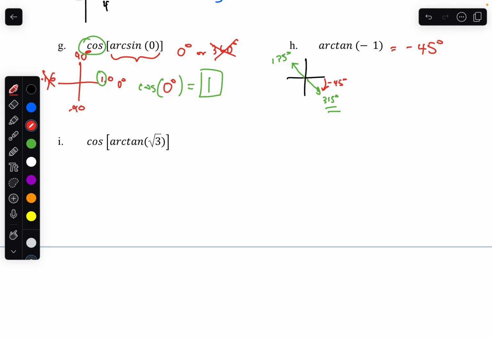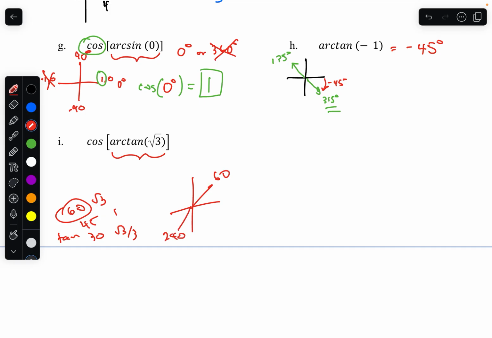And then the last one, when is arctangent √3? We want to remember tangent of 30 is √3 over 3, 45 is 1, 60 is √3. So arctangent of √3 is happening at 60-degree angles. So it's at 60 or it's at 240. Well, arctangent only works on this side. So this is going to be 60 degrees.